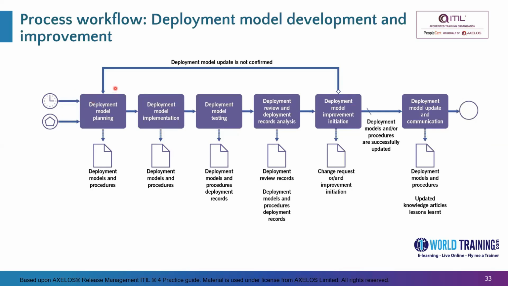You won't have questions in the exam on this picture, but you should know this from the sequence perspective, and do refer to the table that we saw earlier for the inputs and outputs. And then we're going to go into the detail for each of these steps shortly. So deployment model planning, followed by the implementation of the model, then the testing of the model, then reviewing of the analysis of the deployment records, followed by the improvement initiation, and then the update and communications of the improvement to the various stakeholders.